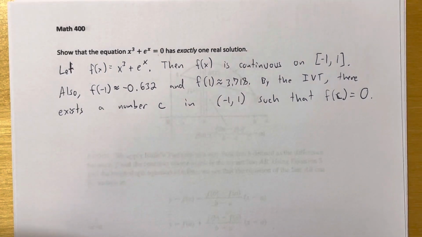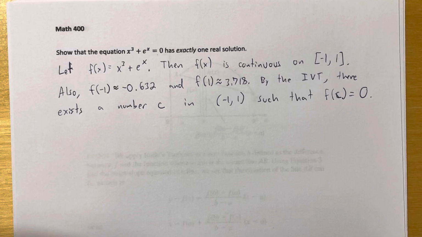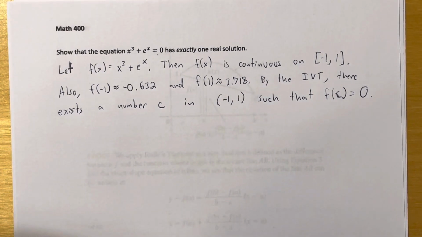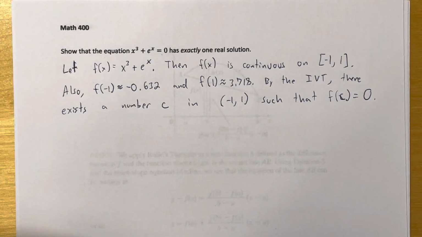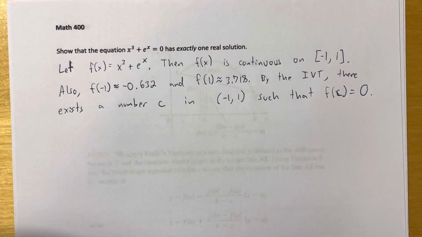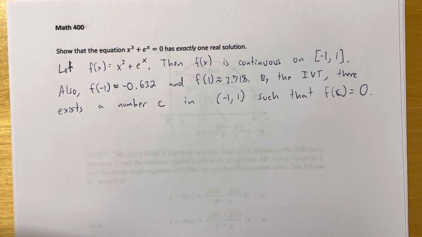This is where Rolle's theorem comes into play. And the way we're going to approach this is we're going to do what's called a proof by contradiction. The idea behind a proof by contradiction is you assume the opposite or the negation of what you're trying to prove, and then show that that assumption leads to a contradiction somehow. And that means that your initial assumption must have been false.